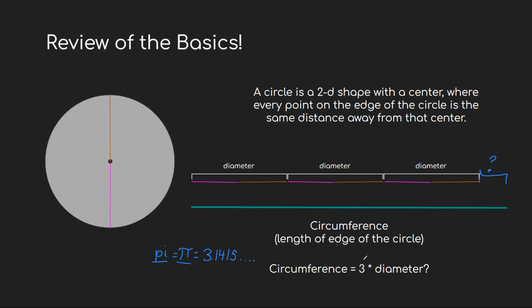The circumference is not actually 3 times the diameter. It's actually pi times the diameter. That makes a lot of sense because pi is 3.14, and this .14 is a little more than 3, which perfectly covers this part. So this part is actually 1.45. Okay, this is pretty basic, should not be too complicated. So let's move on.